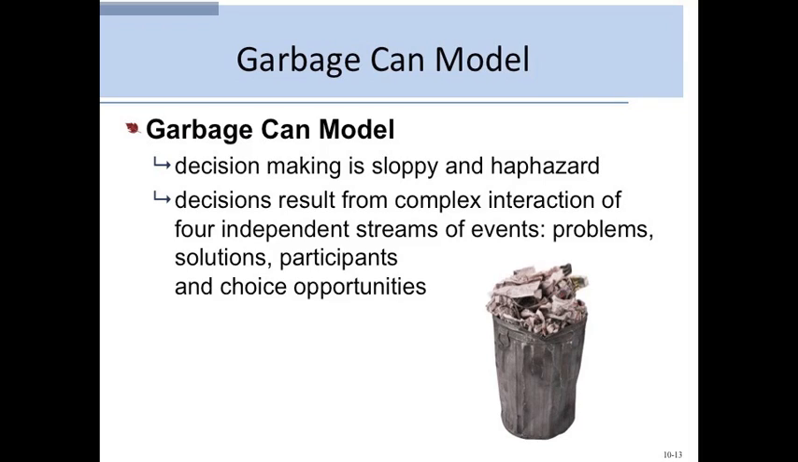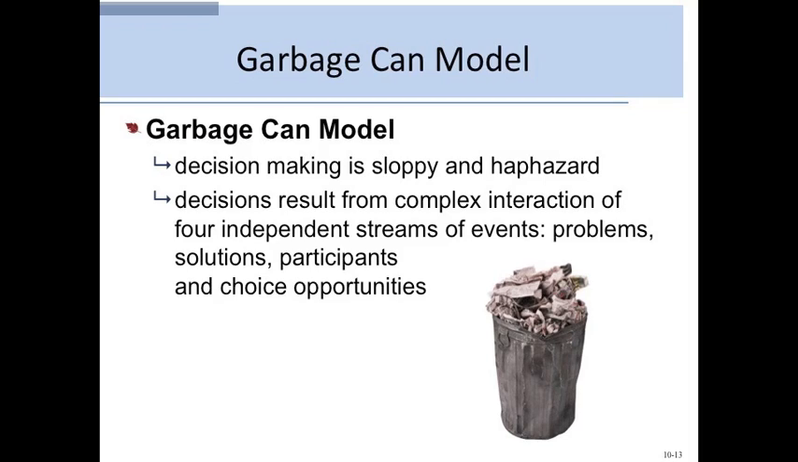And it says here that, in contrast to the very sequential, methodical, rational model, decision making is actually very sloppy and haphazard. It says decision results from a complex interaction of four streams of events: problems, which are the issues, the opportunities that we looked at before; solutions; participants; and choice opportunities. They argue in this model that those four streams are essentially independent from each other and don't necessarily occur in a very sequential manner. So it's not a case where we first find a problem and then we locate a solution.